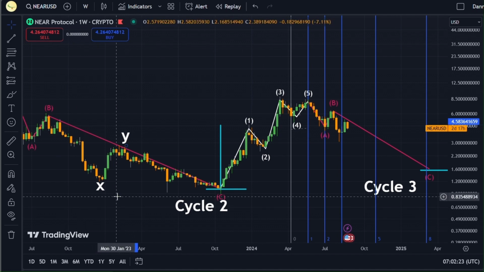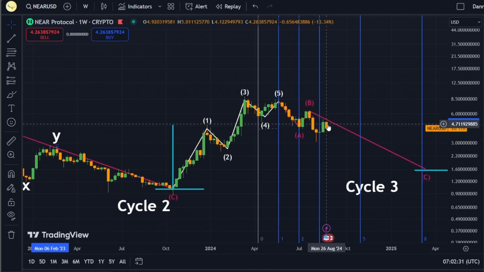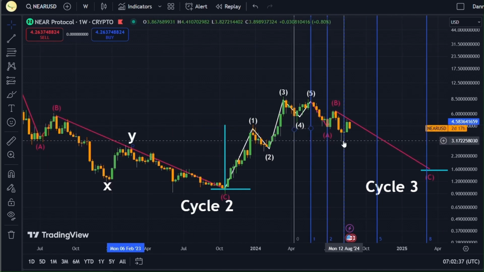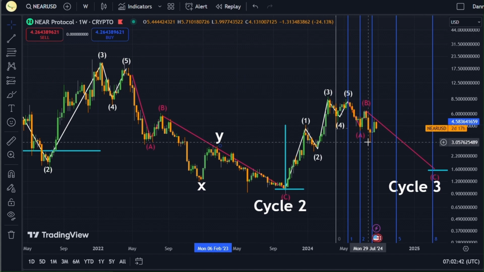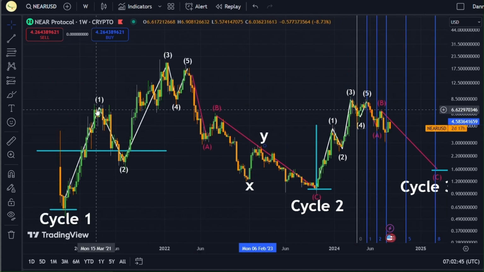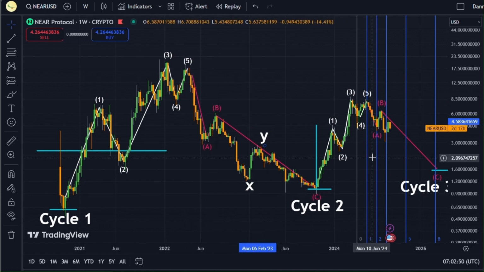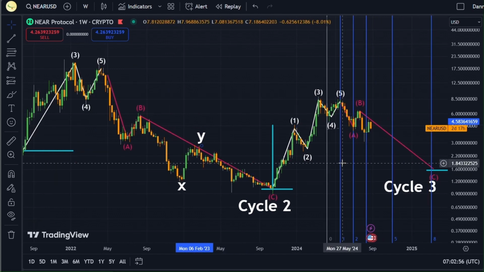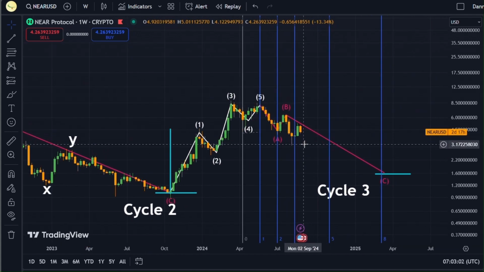As you can clearly see, in the previous cycle it followed the points X and Y, and currently it is following this X and Y pattern here. That is why it is adding one more similarity in this pattern. So far we had similarities around 0, 1, 2, 3, 4, 5, A, B, and till this downtrend. Now we have one more similarity, X and Y, which will be added to this graph.